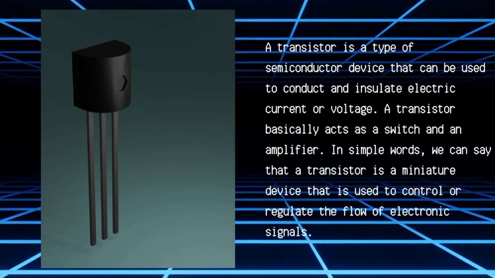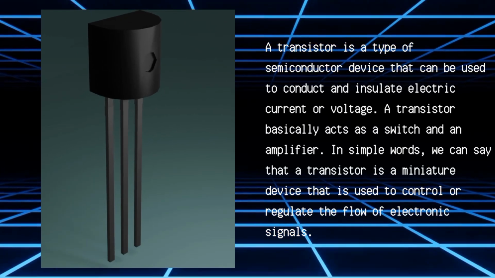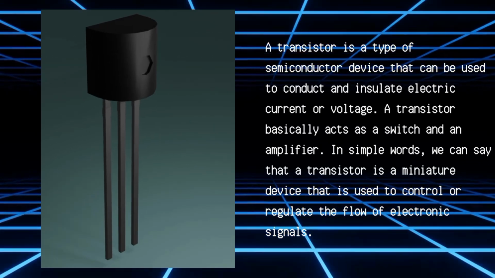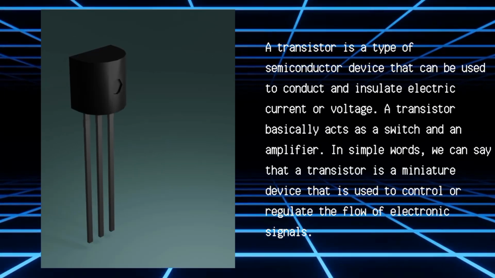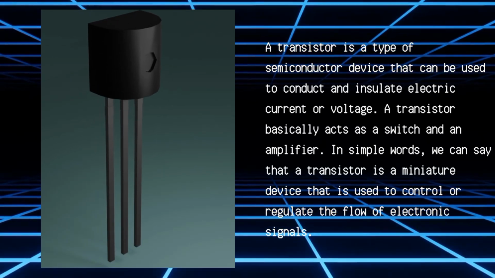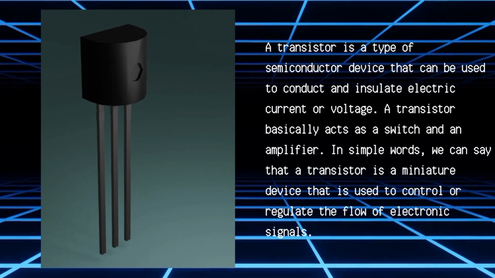Developed in the year 1947 by three American physicists, John Bardeen, Walter Brattain, and William Shockley, the transistor is considered one of the most important inventions in the history of science.